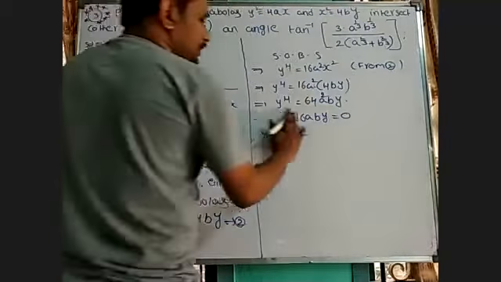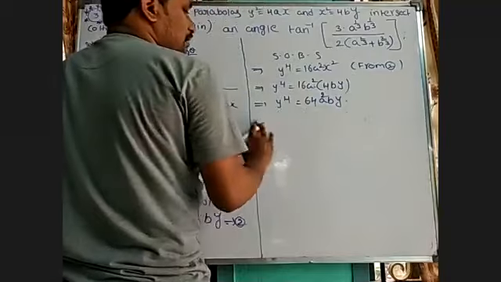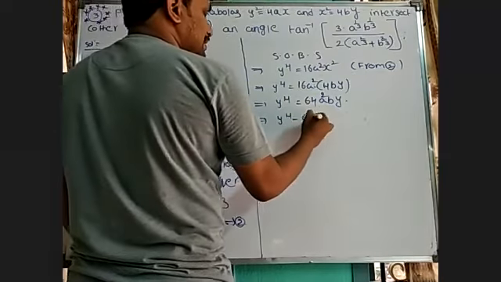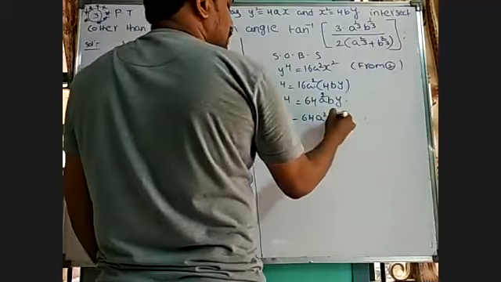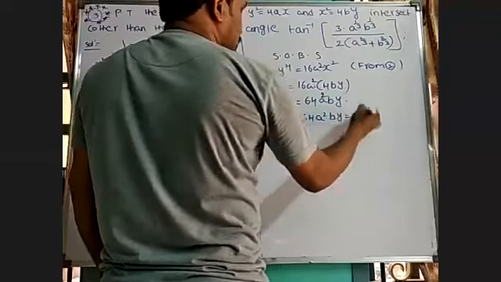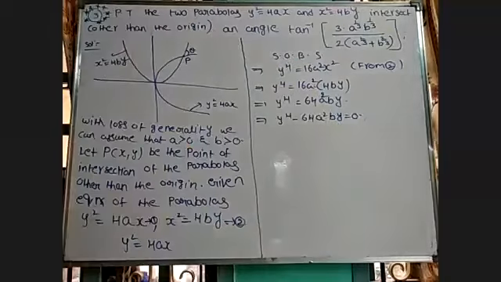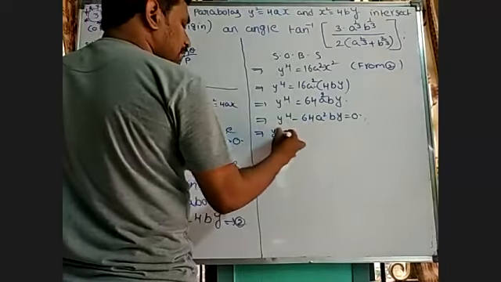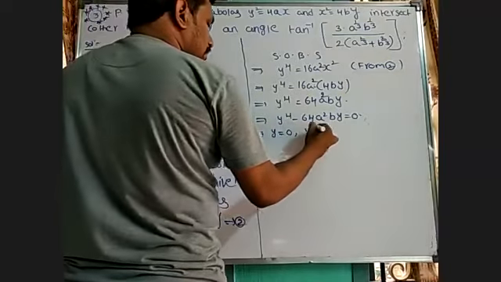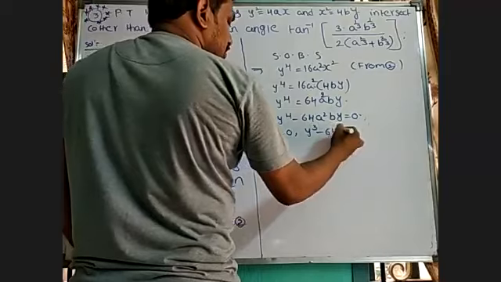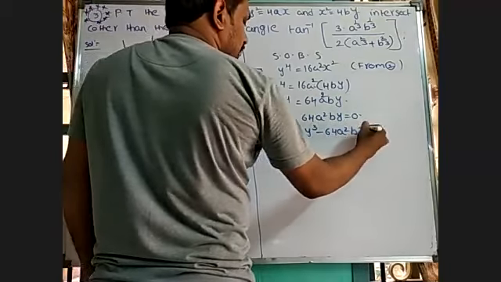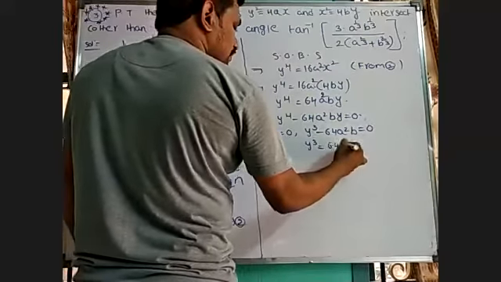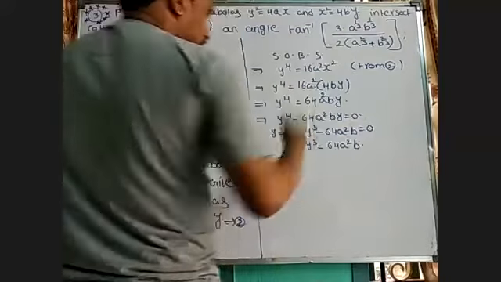Understood? From this, if you see that, y power 4 minus 64a square b y is equal to 0, we are taking. In these two equation terms, we are taking y common, y is equal to 0, or y cube minus 64a square b is equal to 0. Next, y cube is equal to 64a square b, we are writing.